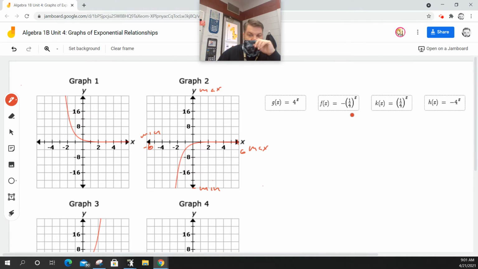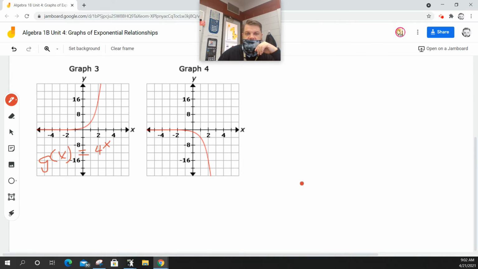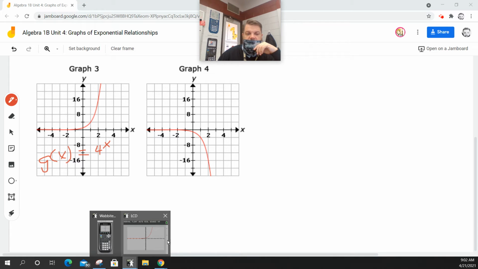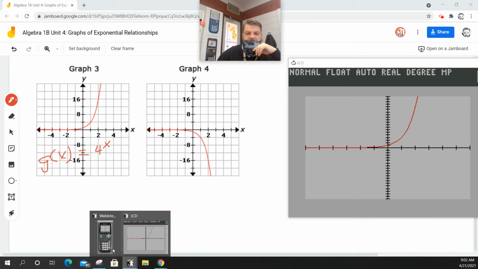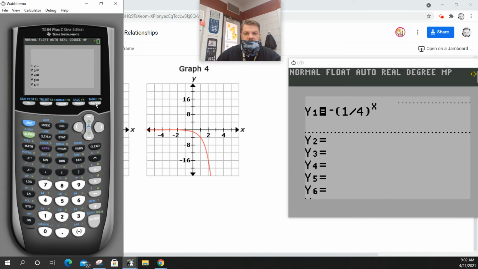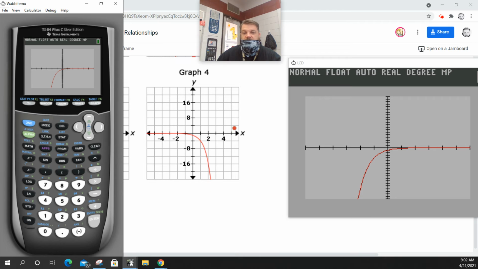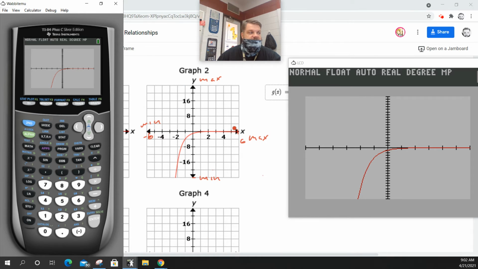Same exact thing. Now I'm going to do negative 1/4 to the x. Now remember, the negative flips it upside down. I don't even have to graph it. I'm pretty sure it's graph 4. But let's see. Go back into my calculator. Hit y equals. Hit clear. Negative sign. Open parentheses. 1 divided by 4. Raised to the x. Hit graph. Pretty sure it's graph 4. Oh, wait, it's not graph 4. Oh, it's actually graph 2, isn't it? Yeah, it's graph 2.